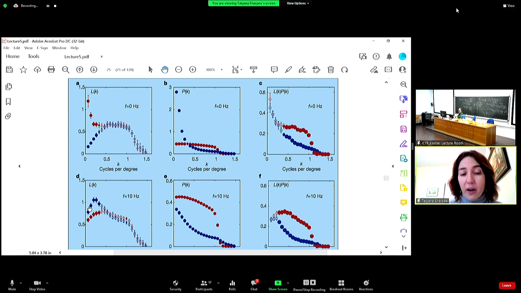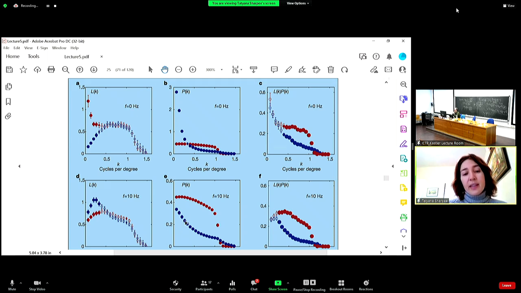Then the bottom part is the same analysis, the same data actually, but analyzing signals not at zero temporal frequency, which is shown here, but at higher temporal frequencies. In the case of natural scenes, the power spectrum is 1 over F at higher temporal frequencies as it is at lower temporal frequencies, but because it's 1 over F and 1 over omega, the power of natural scenes at high temporal frequencies is actually below the power of the white noise at higher temporal frequencies.